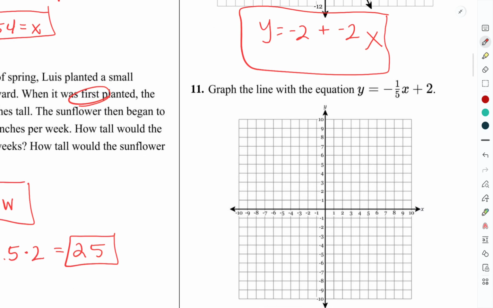Okay, same thing but in the reverse. Graph the line from the equation. So my slope is negative 1/5, but my starting place is positive 2. And I'm going to go down 1 over 5. And I went a little bit above and beyond, but that would be it. So the whole time I'm going down 1 over 5, down 1 over 5.